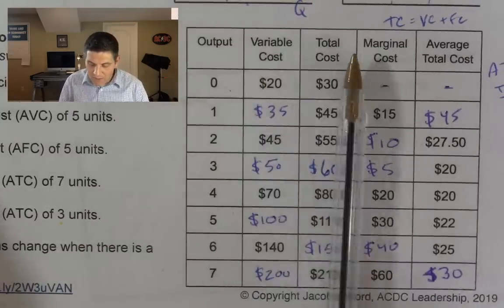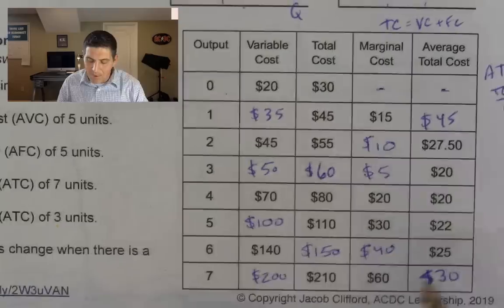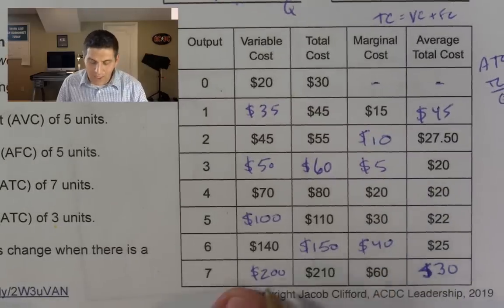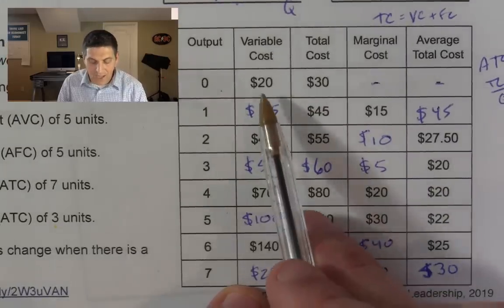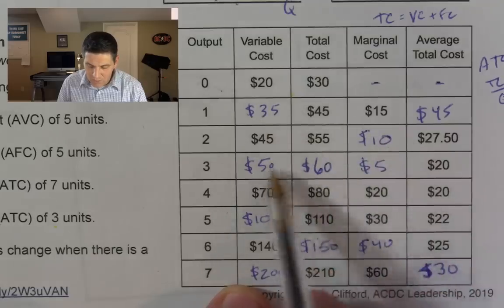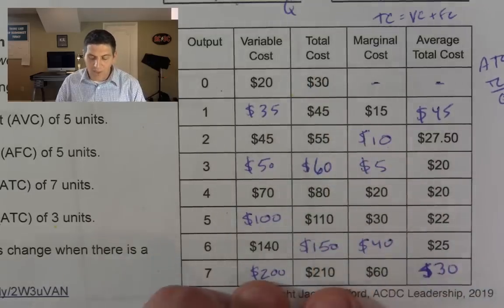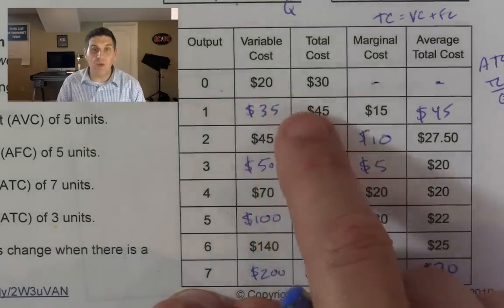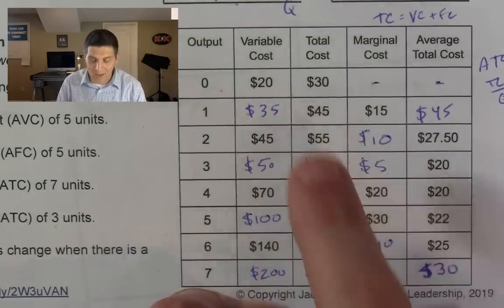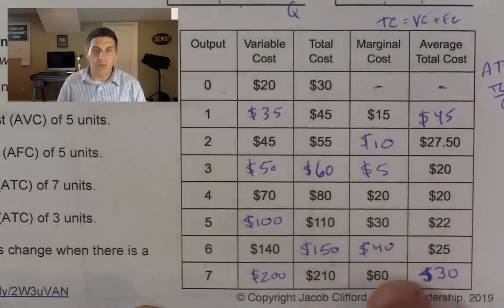So the variable cost is here. Notice, watch this. See this variable cost column? I can get the marginal cost column by looking at the variable costs. I can see the change in here. So this went up by 15. This went up by 10. This went up by 5. This went up by 20. Or I can do the change in total cost, because the difference between these two is the same. It's a fixed cost of 10. The change in variable cost and the change in total cost will get you the marginal cost.